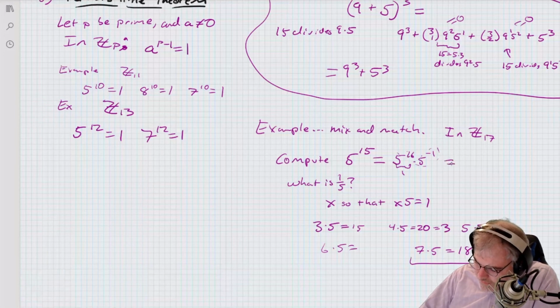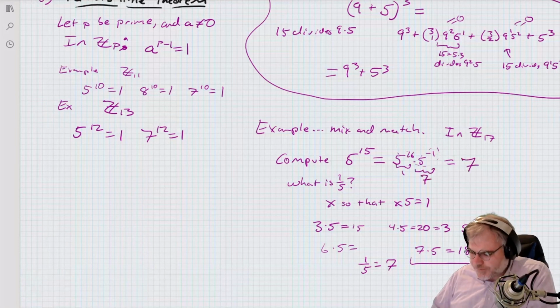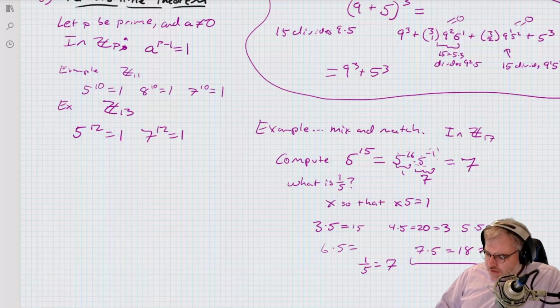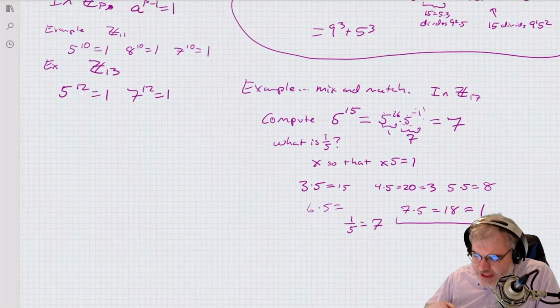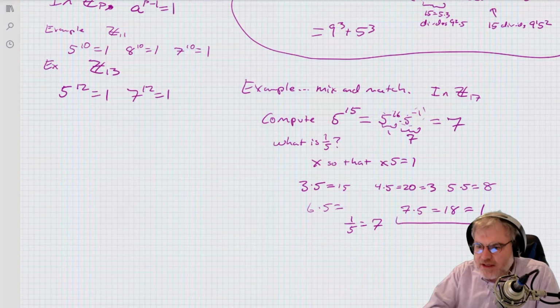But that means that this is 5 to the negative 1, right? So 1/5 equals 7. So 5 to the negative 1 is 7. So this equals 7. So this is actually fairly powerful. I can get at things using this trick, because 5 to the 15 is 5 to the 16 times 5 to the negative 1. Especially if I know some of this information ahead of time, which is possible. Okay, any questions about that?